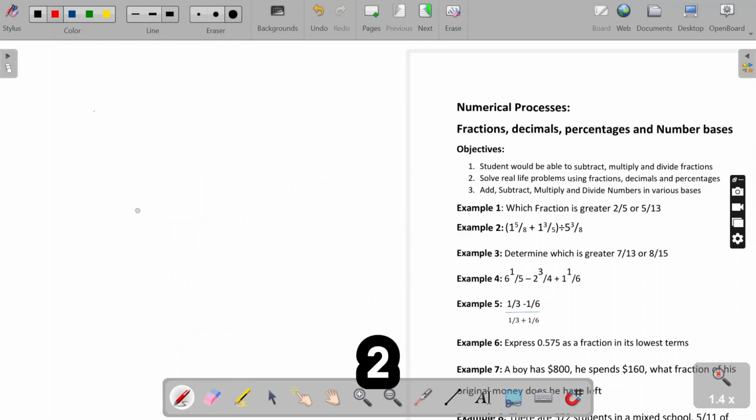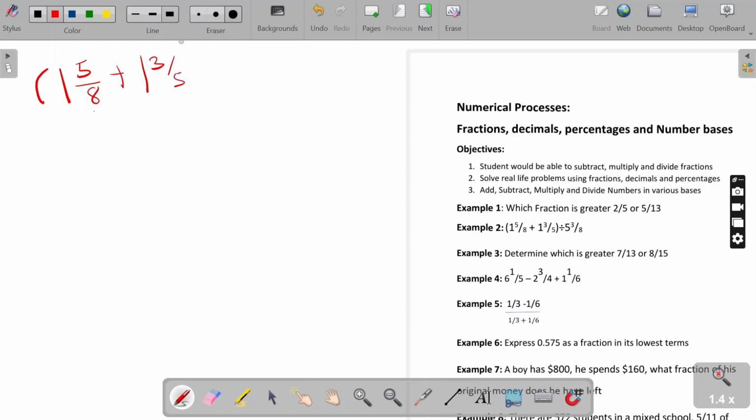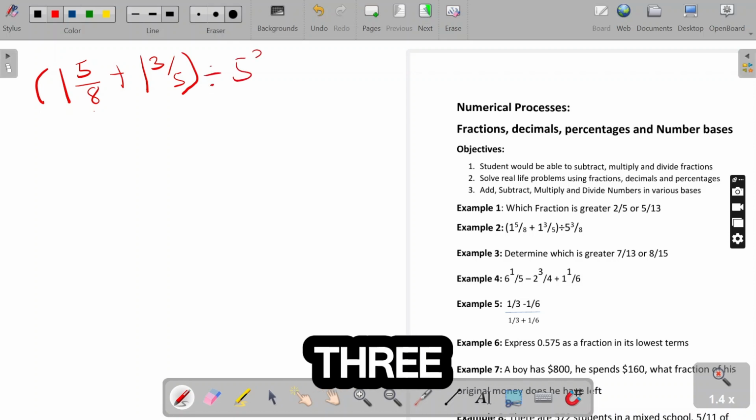For example 2, the question goes thus. So we have one whole number 5 over 8 plus one whole number 3 over 5, then divided by 5 whole number 3 over 8.